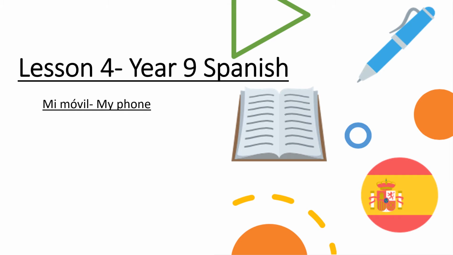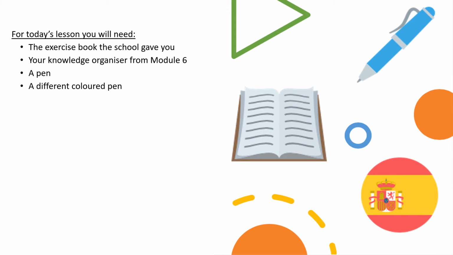Hola Year 9, welcome to Lesson 4, and today you will be learning to talk about your mobile phone. And here's the list of equipment you'll need for today's lesson: the exercise book that the school gave you, your knowledge organiser for Module 6, a pen and a different coloured pen. Pause to get that ready now.